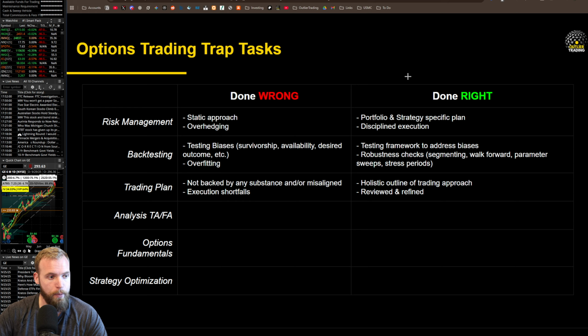So when we think about building a robust trading plan, this is when we take the time to build an end-to-end analysis and outline of our trading approach. I have a video that talks about this stuff in depth, but remember, one of the primary purposes of a trading plan is not the actual plan itself. It's the planning exercise that's super valuable.